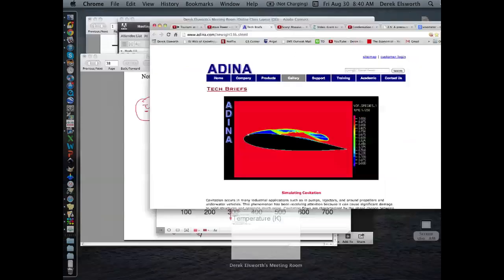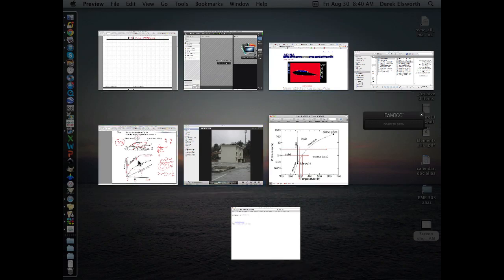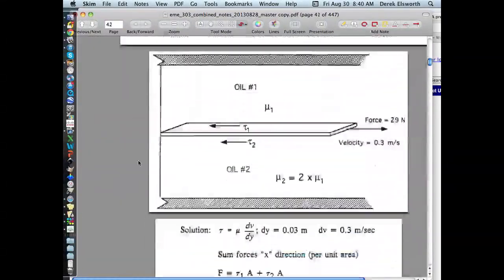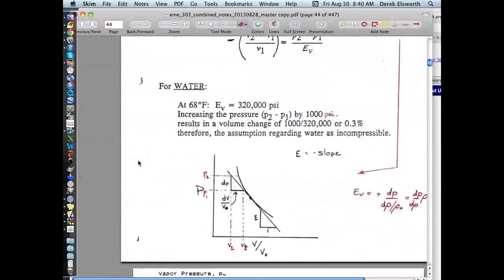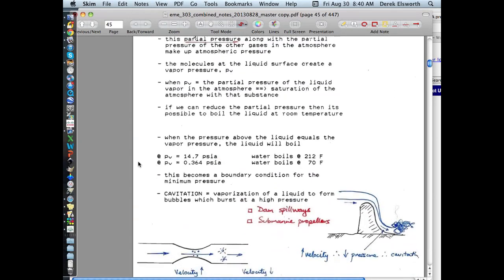So all right, where are we with this? We talked about this diagram. There are some notes in your notes on that. I won't go through them. It talks about what happens, and there's also an example for viscosity. I'll let you go through that yourself. There are some notes on vapor pressure, which basically say exactly what I've said.